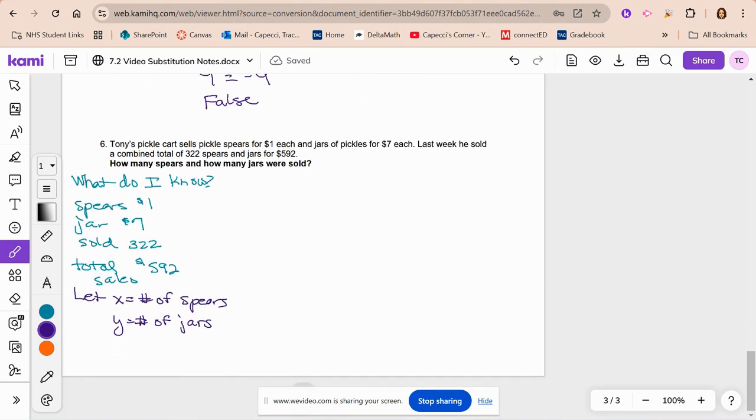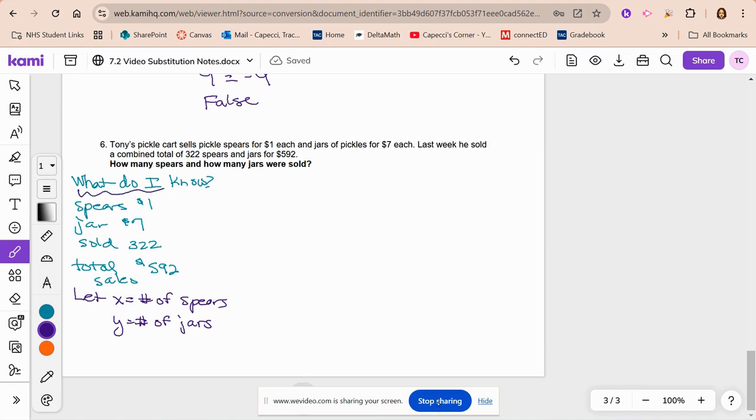All right, let's look at our last one. We're going to do a word problem, and we're going to use a system. So it says Tony's pickle cart sells pickle spears for $1 each, and the jars of pickles are $7 each. Last week, he sold a combined total of 322 spears and jars for $592. How many spears and how many jars were sold?